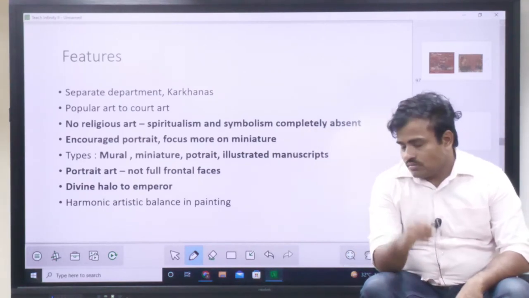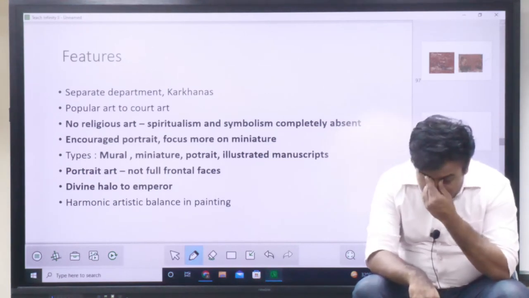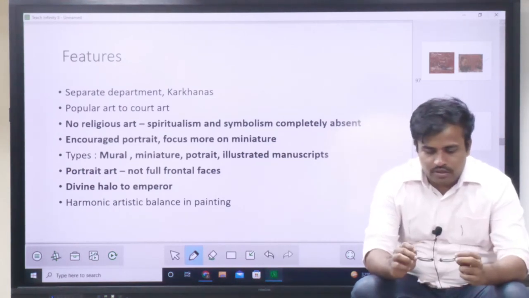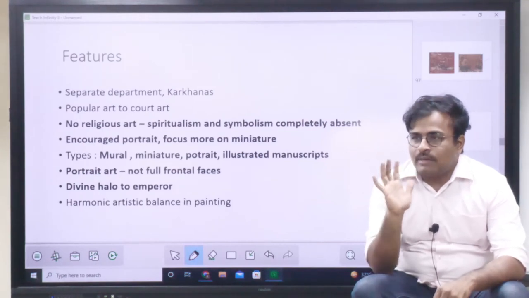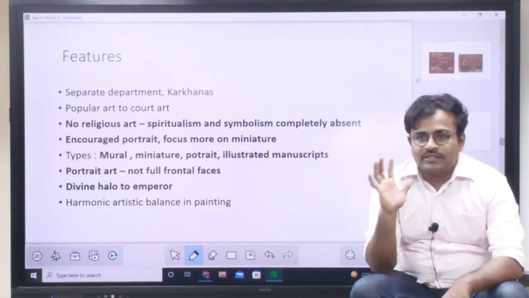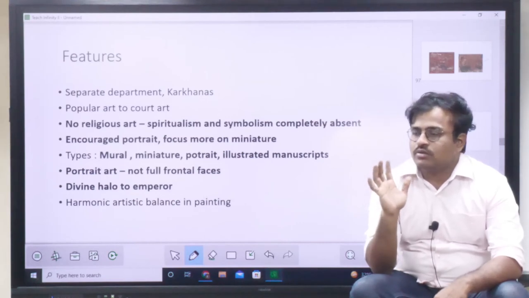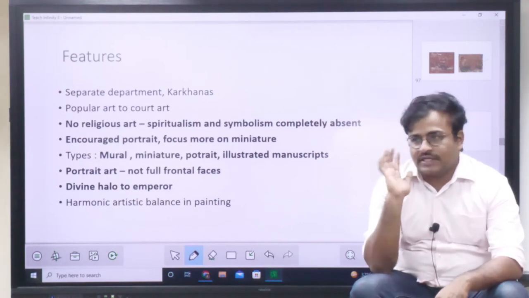Now, the next painting tradition is the Mughal painting tradition. During the Delhi Sultanate period, there is no painting tradition, because in Islam, sculpture and painting, both of them are banned. It is the Mughals who brought the painting tradition back again into prominence.